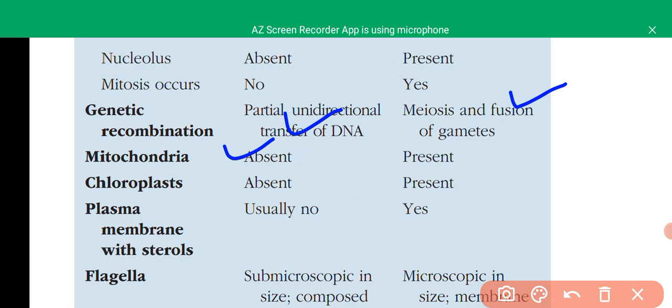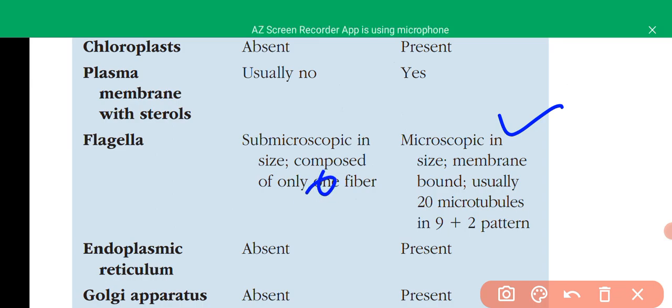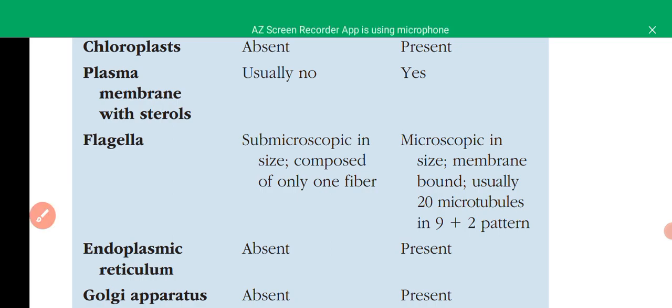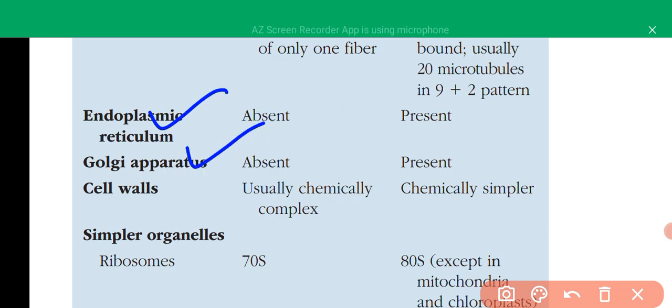Mitochondria are absent in prokaryotes and present in eukaryotes. Chloroplast is absent in prokaryotes and present in eukaryotes. Plasma membrane is usually absent in prokaryotes and present in eukaryotes. Flagella are submicroscopic in size, composed of only one fiber in prokaryotes, and flagella of eukaryotes are microscopic, can be visible with a light microscope, and usually the 9 plus 2 microtubule pattern is found, 2 tubules in the center and 9 around these two. This is the specific pattern. The protein in flagella of prokaryotes is flagellin, but it is microtubules and tubulin proteins in eukaryotes. Endoplasmic reticulum is absent in prokaryotes, present in eukaryotes. Golgi apparatus is absent in prokaryotes and present in eukaryotes.